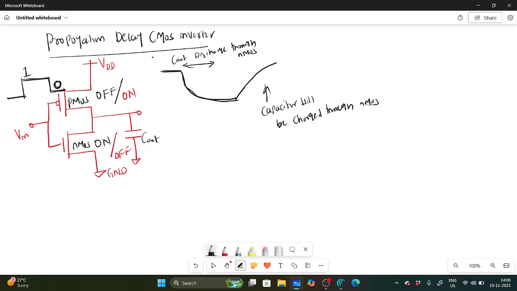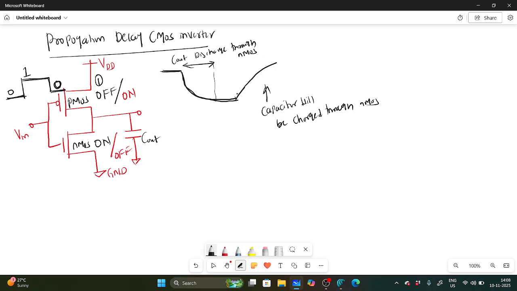This is the first case. When input is going from low to high, PMOS will be off and NMOS will be on. So C out gets discharged via the NMOS. C out is discharged through the NMOS.